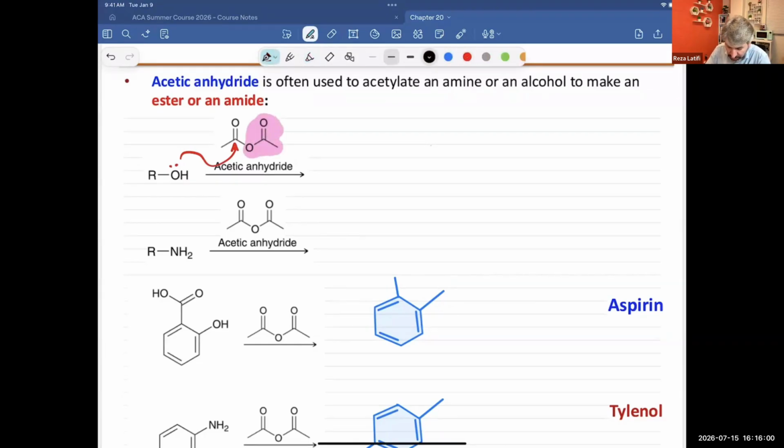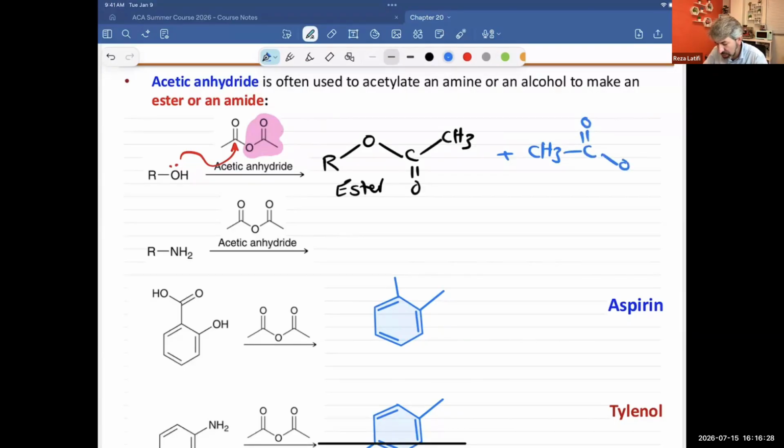So the thing that we're going to get, we will get R attached to O, attached to the carbonyl, and on the other side we will get CH3. So we got an ester, and the second part of the molecule will be CH3, CO, and we get also OH. And if you replace the alcohol by amine, a similar reaction is going to happen.